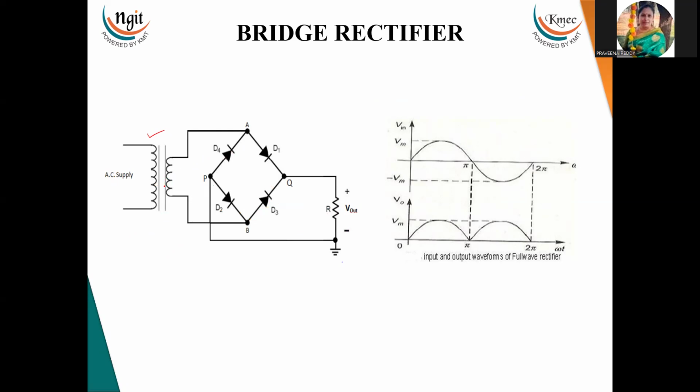This step-down transformer is used to reduce the voltage. Here it is 230 volts. To reduce this voltage, we are using this step-down transformer. But here the step-down transformer is not mandatory. Directly, the AC signal can be applied to the bridge.